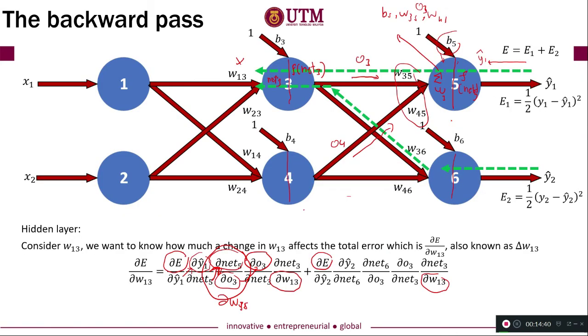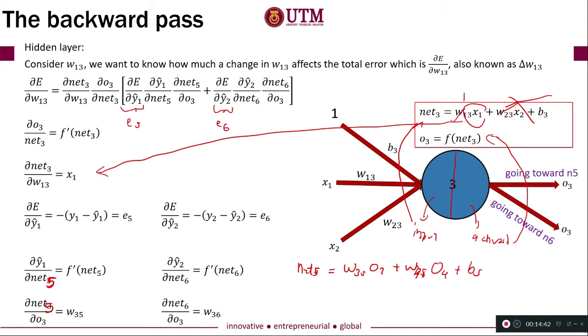So if you want to do the derivative of net 5 over O3, this one will be cancelled, and this one will become 1. Then what you are left with is W35. So you can see that it is a little bit different from this one.